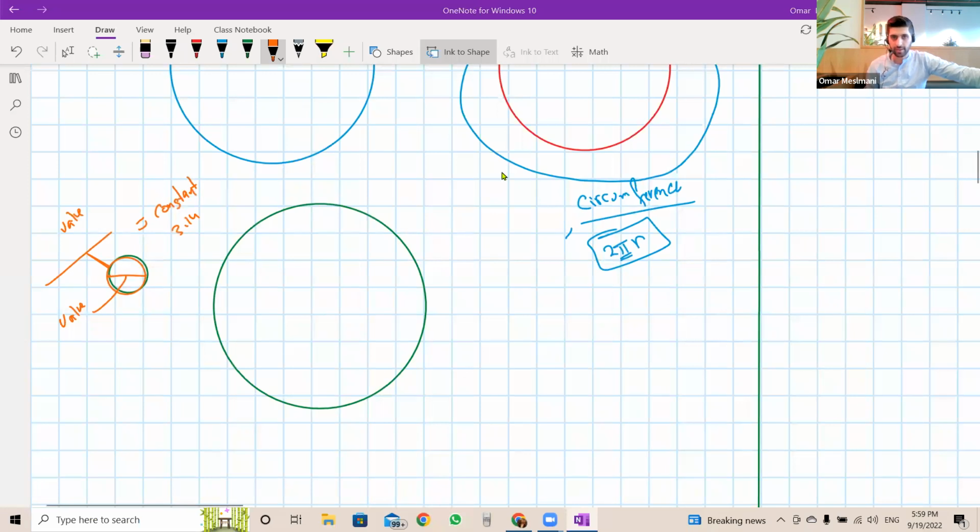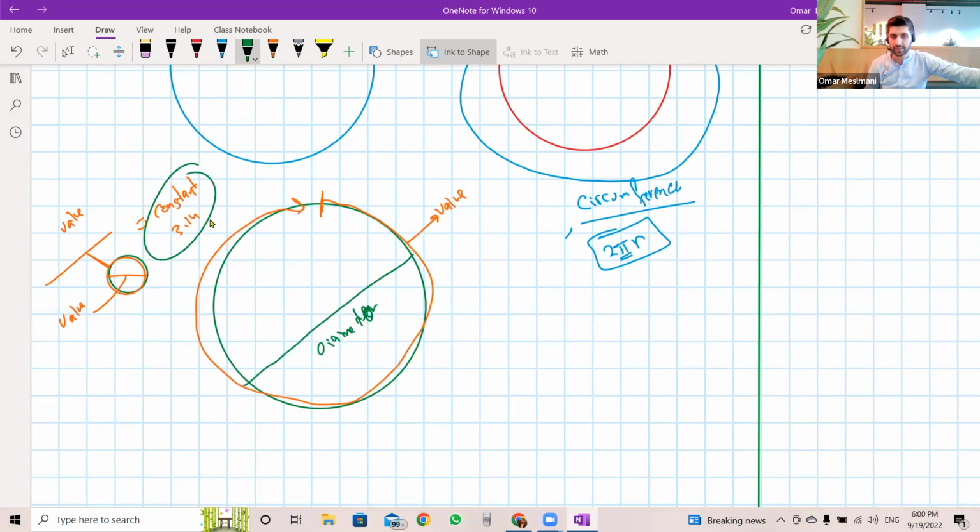It is the same. And if you even measure a big circle like this, and you have a value for the circumference, and you measure the diameter of this one, it is going to be exactly the same constant ratio. So that's how they created the concept of pi.